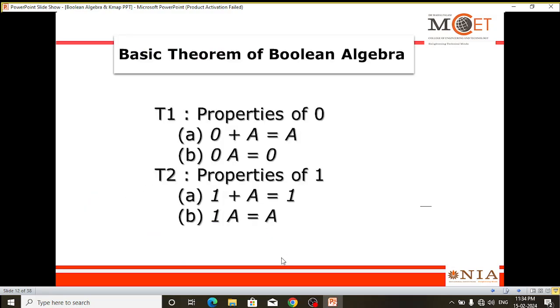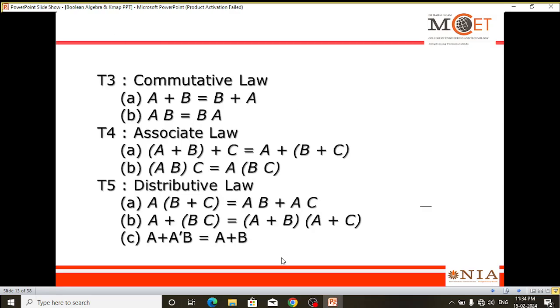But here in Boolean algebra, there are some basic theorems. What are the properties of 0? 0 plus A is equal to A, and 0 dot A is equal to 0. Then the properties of 1: 1 plus A is equal to 1, and 1 dot A is equal to A. Then the commutative law: A plus B is equal to B plus A, and A dot B is equal to B dot A.